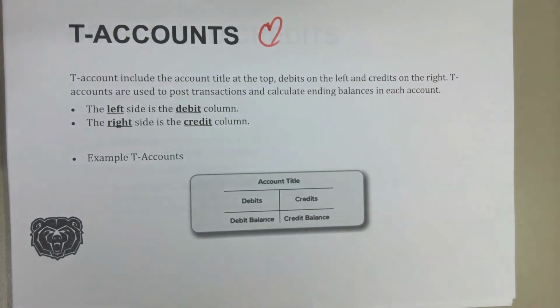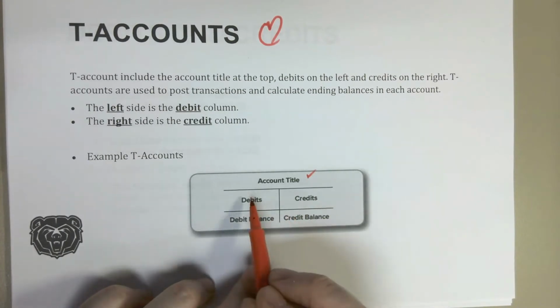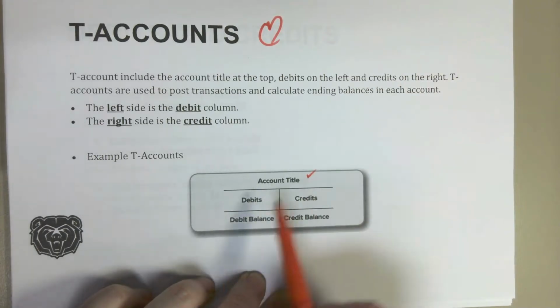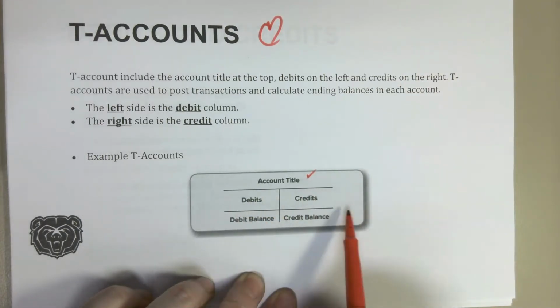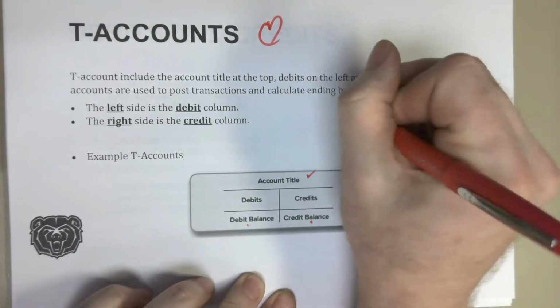So they include a title at the top, okay? And they have debits on the left, credits on the right, okay? And then you'll have your total line, and whatever's under that total line is going to be the ending balance. This is typically what you will see. Here's how I like to draw them.